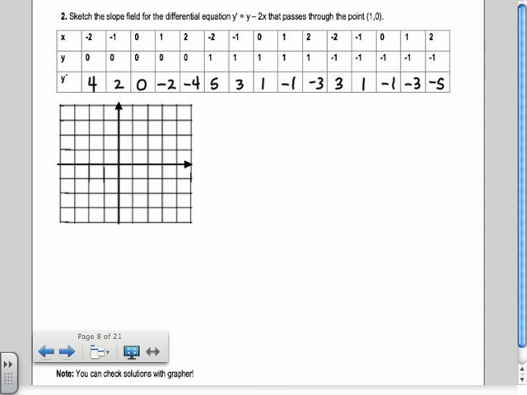So at (-2, 0), I have a slope of 4, so that's very steep. Okay, at (-1, 0), I have a slope of 2, so about half as steep. At (0, 0), I have 0. That one doesn't always happen. All right, at (1, 0), I have -2. It's kind of symmetric. At (2, 0), I have -4.